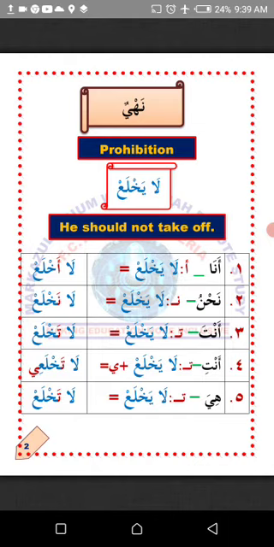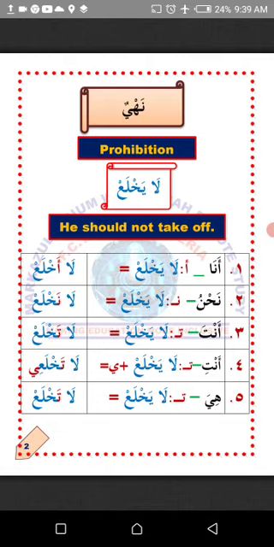La yakhla' simply means he should not take off. He in Arabic is huwa, being the opposite of hiya, she. So how do we now change the verb la yakhla' to suit the following pronouns? Number one, ana, I. All you need to do is to detach ya'un and attach alifun. So the verb la yakhla' will now become la akhla', which means I shouldn't take off.